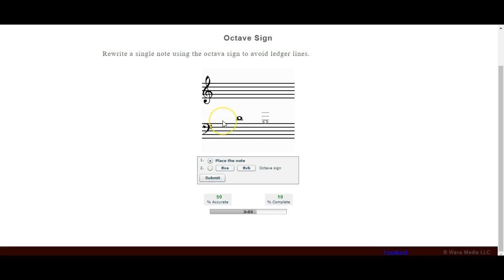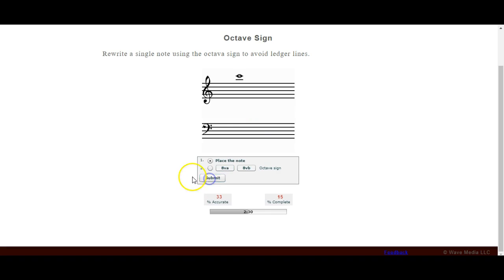This one here, so what do you think? We must choose D3 here. Yeah, D3 here, and choose these. Now, if you choose this one, you're saying to play it an octave lower. You really want to tell them play it an octave higher. So you would choose 8VA. Because this tells them you're reading it here, but I want you to play it up here. That makes sense? And then submit, and that's okay.